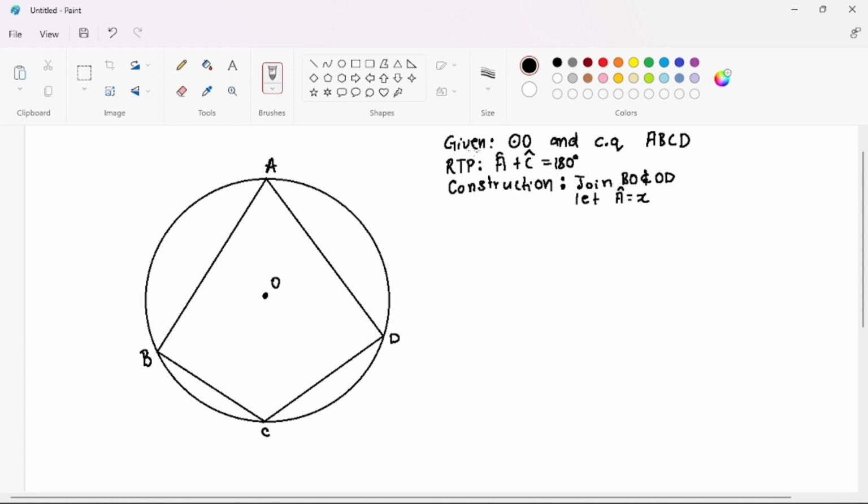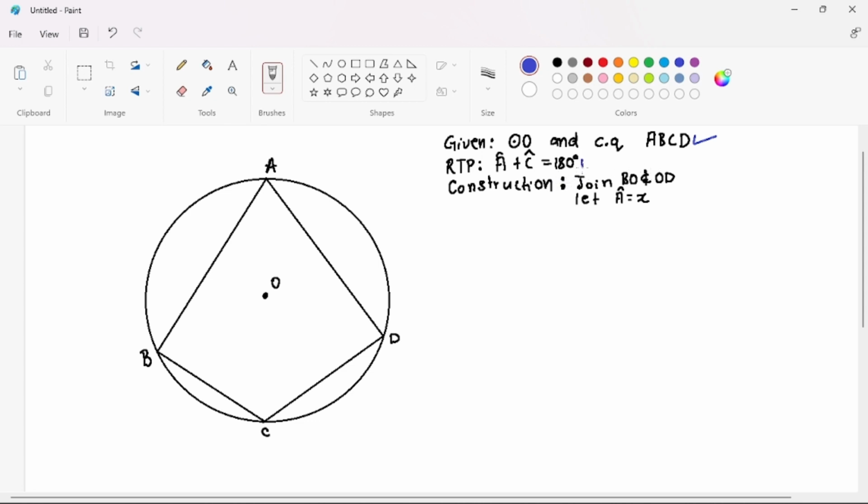So we are given center O and a cyclic quadrilateral ABCD. This is what we can see on our diagram. And then what we are required to prove is that angle A plus angle C is equal to 180 degrees.